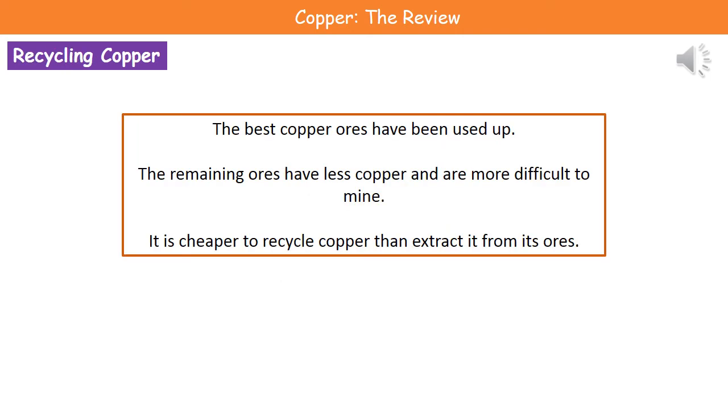What we find is that the best copper ores have already been used up, because we've been using copper for many years now, so we've already used up the best copper ores. The remaining ores that we've got have got less copper and they're more difficult to mine. So this obviously creates a problem of how we can get the copper we need. And the reality is that it's going to be much cheaper for us to recycle copper than to extract it from these ores that still remain.